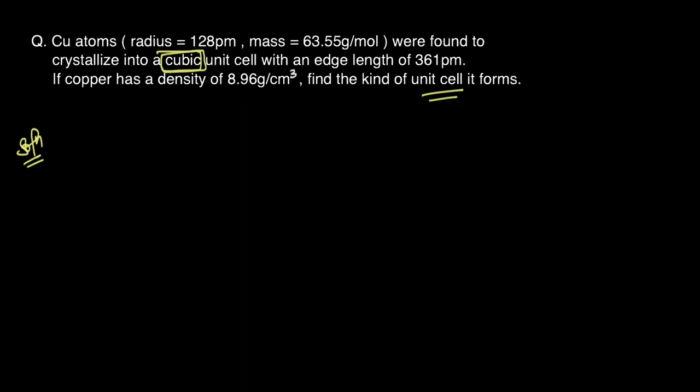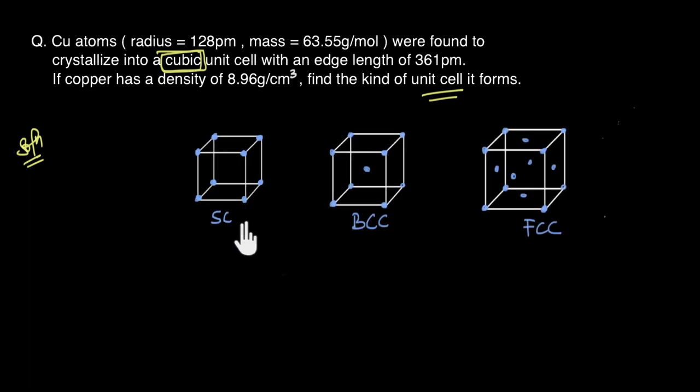Now when it comes to cubic unit cells, we know that they can either be simple cubic or body centered or face centered. So the whole question boils down to figuring out if this unit cell is simple cubic or BCC or is it FCC. Now how do we figure that out? Well, in this question, we are given some information regarding the density of copper, right? So maybe I can find this out from the density. Let us see. So what do we mean by density? Well, density is nothing but the mass per unit volume of a substance.